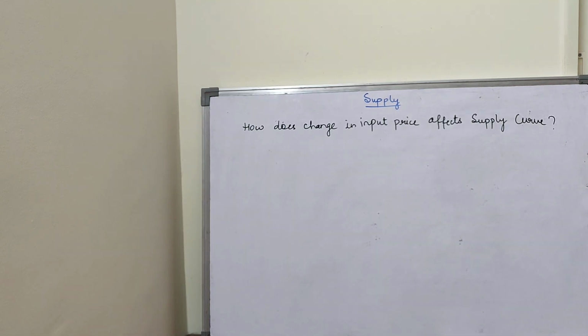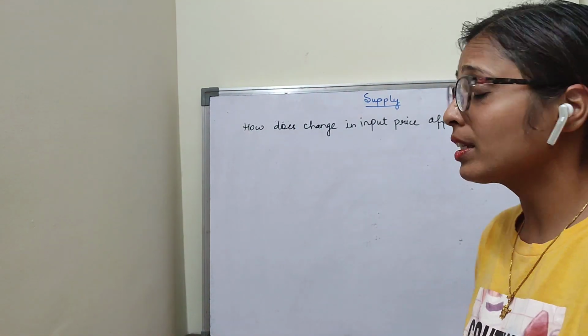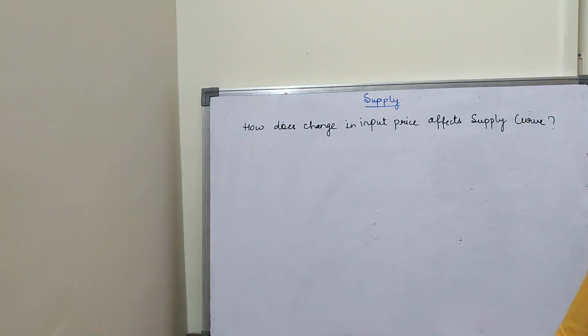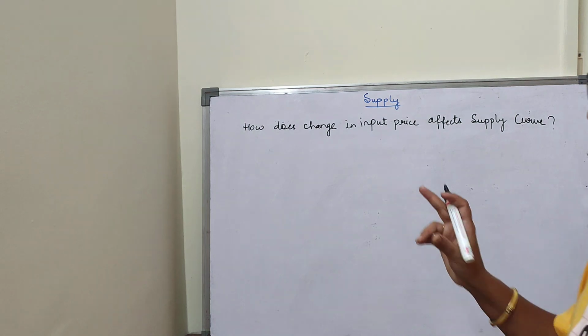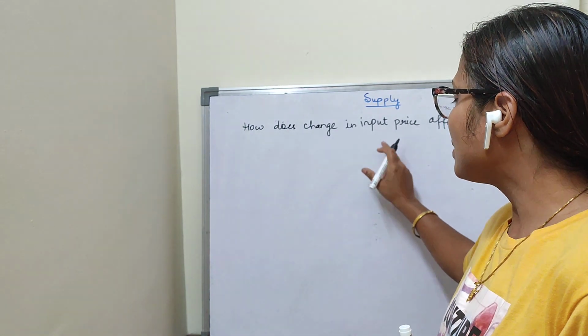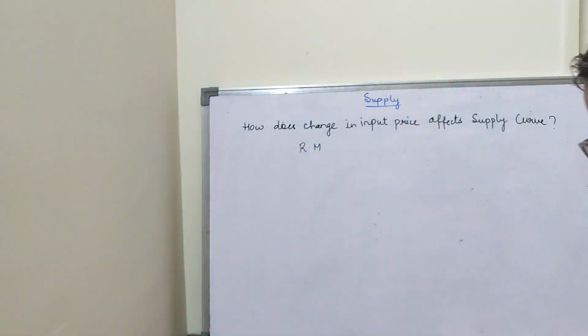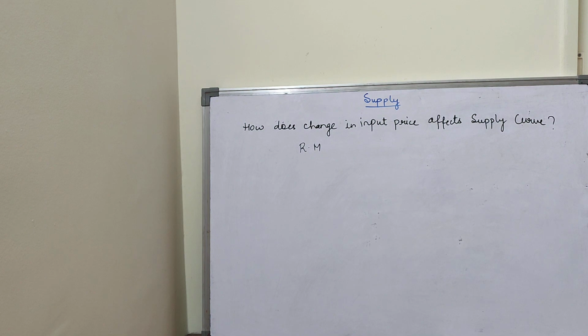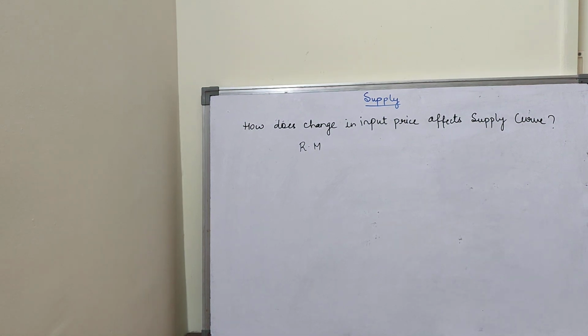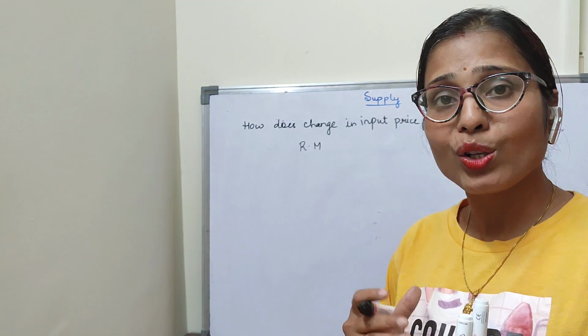Now the other question is, how does a change in input price affect the supply curve? This also comes in the other determinants where own price of the commodity remains constant. So this is the change in supply. Now what happens with a change in input price? Suppose it is the raw materials. Now what happens, children? Suppose the raw material cost increases.